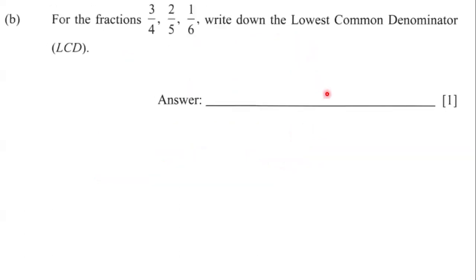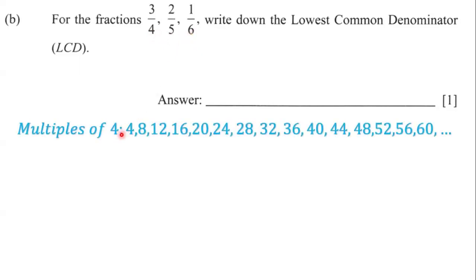Next, we have this question, which states that for the fractions 2 over 4, 2 over 5, and 1 over 6, write down the lowest common denominator. So the denominators are 4, 5, and 6, and our goal is to write down the lowest common denominator among these 3 denominators. And so let's begin to list the multiples of 4. So we have 4, 8, 12, 16, 20, 24, 28, 32, 36, 40, 44, 48, 52, 56, and 60, and the list goes on.